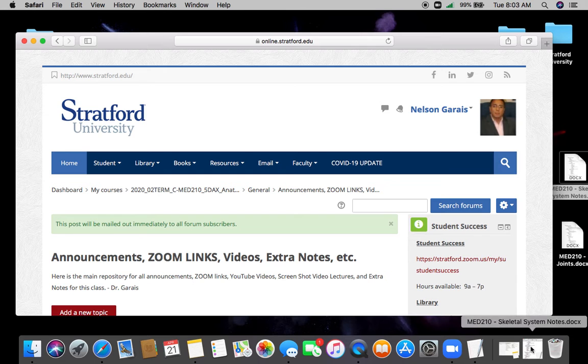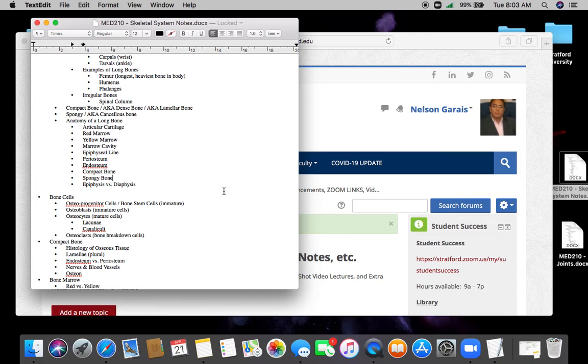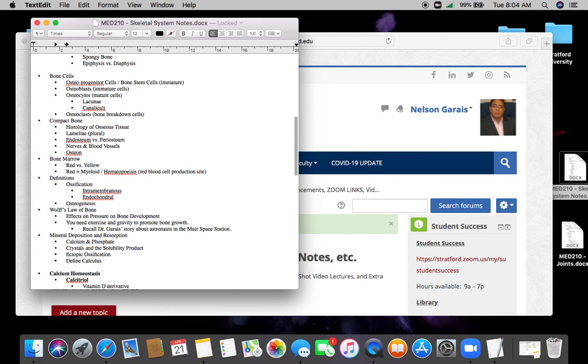All right, let's go back to our notes. Okay, so those are the osteoprogenitor cells, or bone stem cells, immature cells, osteoblasts. Osteocytes are the mature cells, osteoclasts are the cells that break down. We already talked about lamellae, endosteum, periosteum, the osteon, the different types of bone marrow, hematopoiesis, classification. Don't go much into it, you can look up the effects of pressure on bone development.